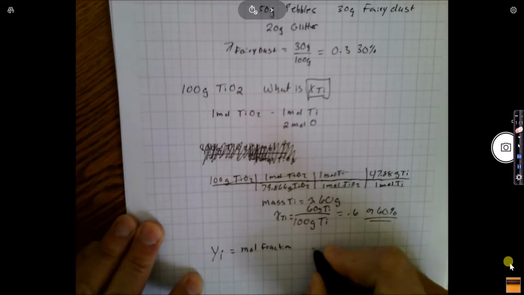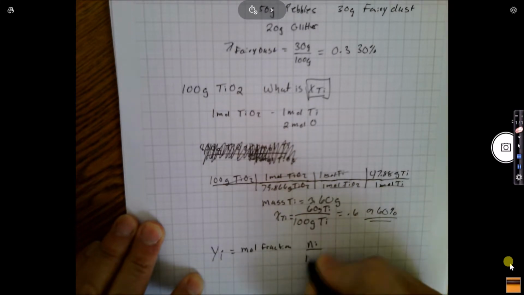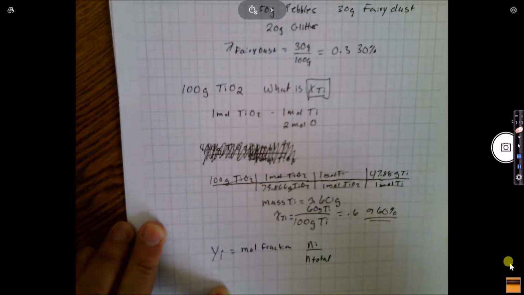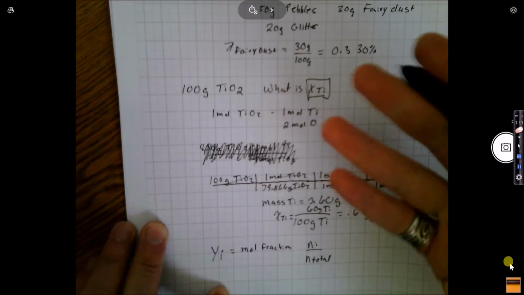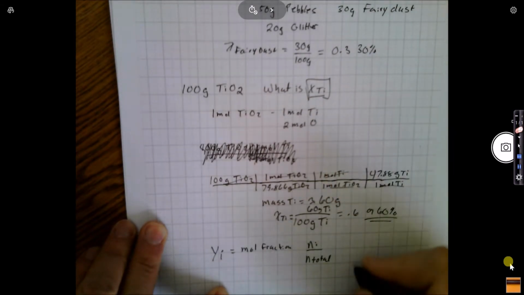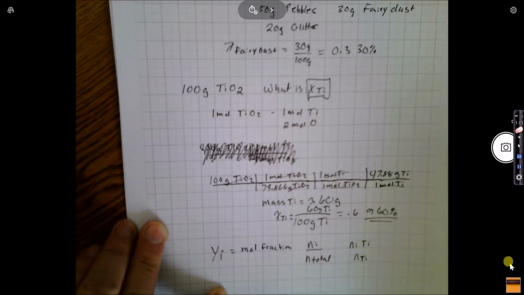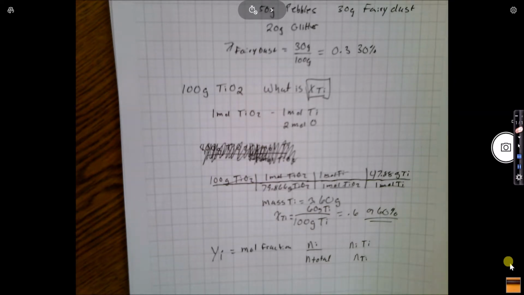And it is Ni over N total. Okay, so very, very simple. So if we want to go back to what I verbally said, we want to know the mole fraction of titanium, or more precisely, NTi in our titanium dioxide. The amount of grams is kind of irrelevant at this point.